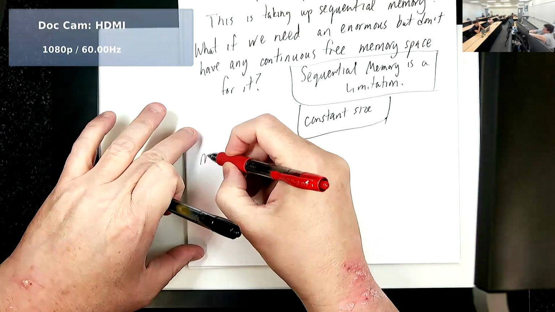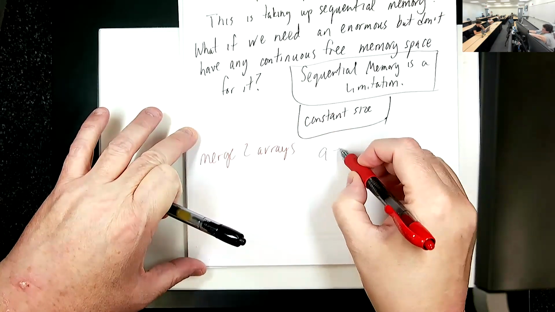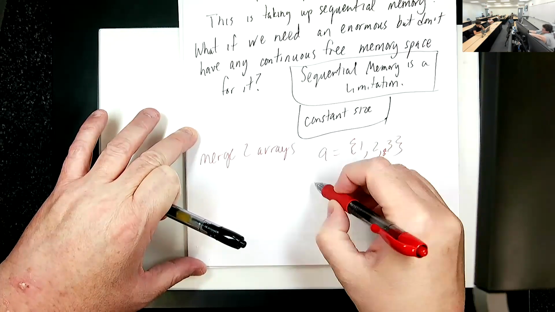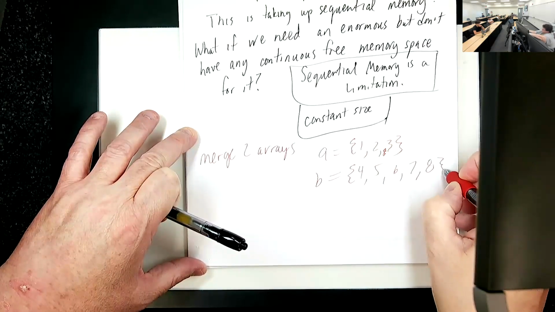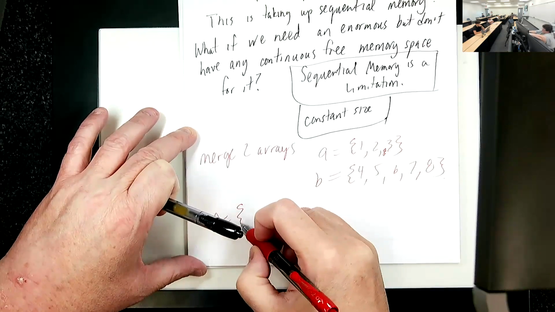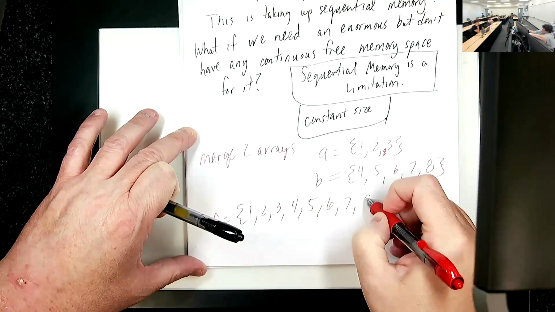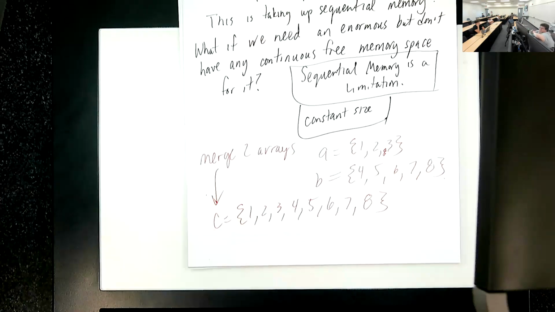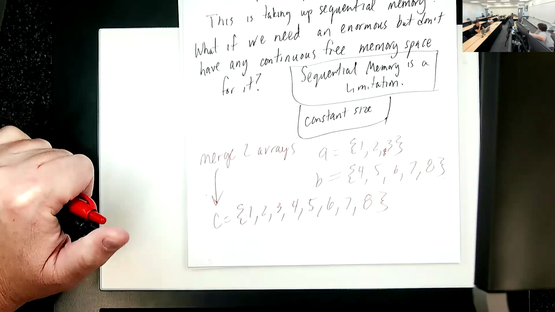So for the merge two arrays one, let's say you've got A equals 1, 2, 3, and B equals 4, 5, 6, 7, 8. Your mission is to make C do this. So this is the merge. Not a difficult task. You might have to play around with it to figure it out, but it shouldn't be too hard.